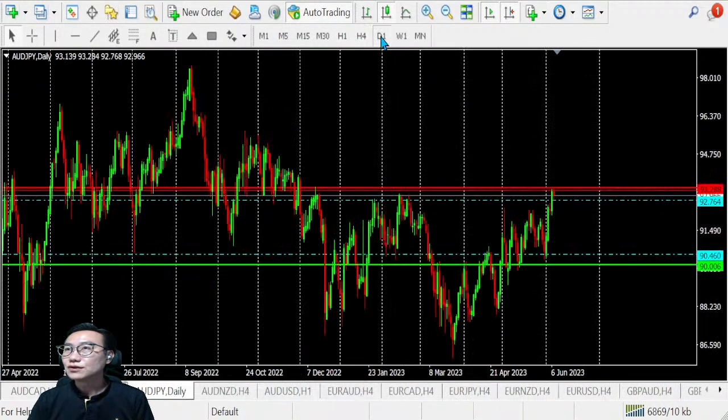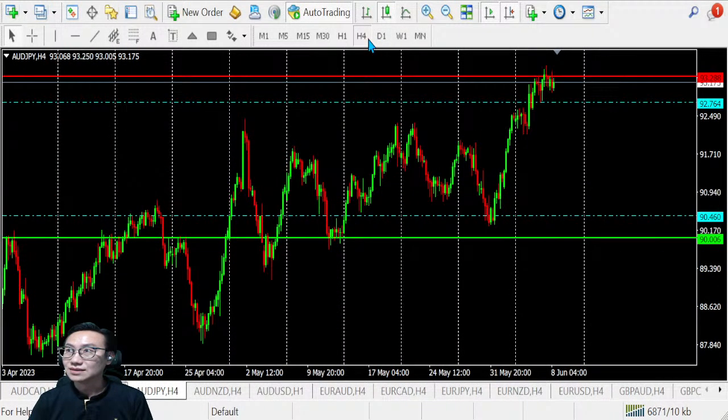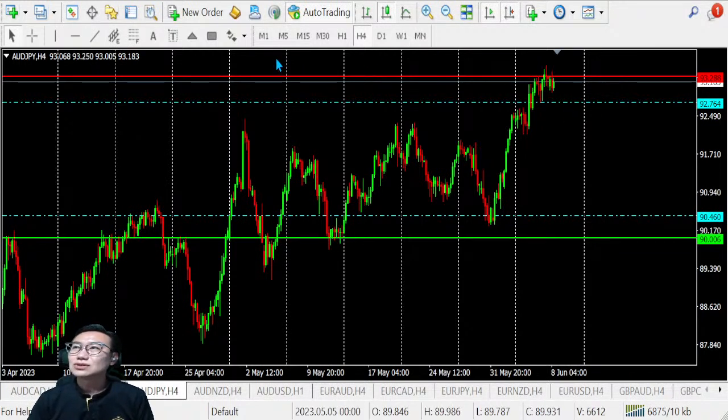For the Aussie yen, since yesterday we are still hovering around the resistance area. At this point, it looks like we still have quite a while to go before this Aussie yen will start the selling. But I see that the Aussie yen selling is actually coming in very soon, I suppose. So we can pay attention to that, but not now.